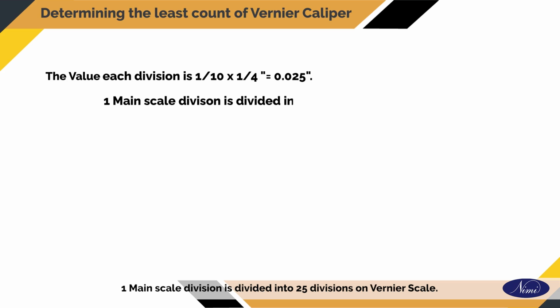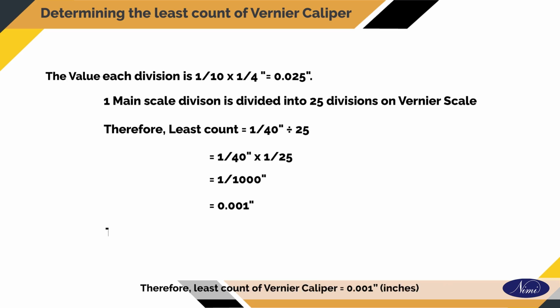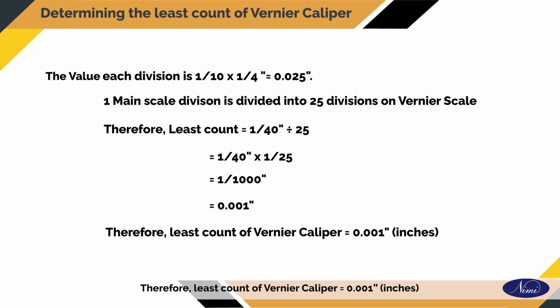One main scale division is divided into 25 divisions on vernier scale. Therefore, least count is equal to 1 by 40 inches divided by 25, which is equal to 1 by 40 inches into 1 by 25, which is equal to 1 by 1000 inches, which is equal to 0.001 inches. Therefore, least count of vernier caliper is equal to 0.001 inches.